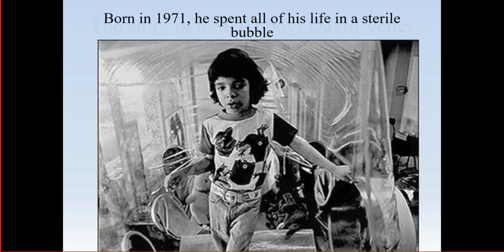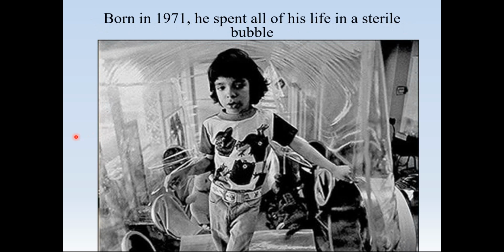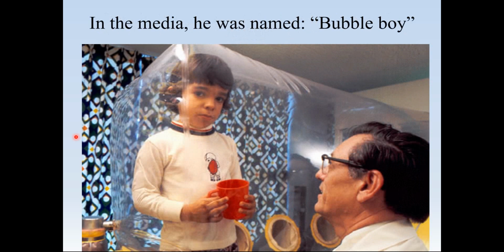You have to live in a sterile environment like David Vetter. It's a bubble, and inside of it it's sterile. Water has to be sterilized. Food has to be sterilized. You cannot leave that place. And even if you want to change the clothes, you have to go through these glove compartments. So the only solution for this is to live in a sterile environment and then receive a bone marrow transplant.